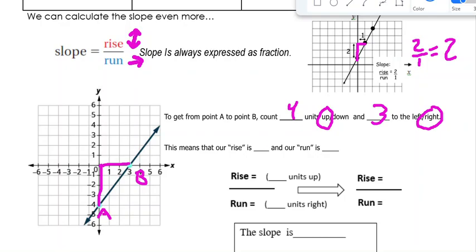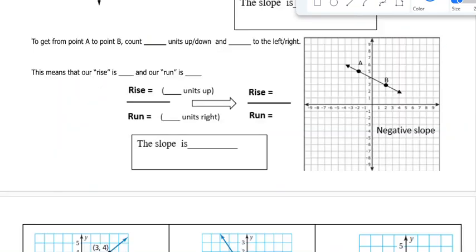So that means that our rise is 4 and our run is 3. And slope is always rise over run. So we went 4 units up and we went 3 units to the right. My rise over run is 4 over 3, which is the same as my slope. My slope is 4 over 3. So slope is always rise over run. All right, let's try another one.